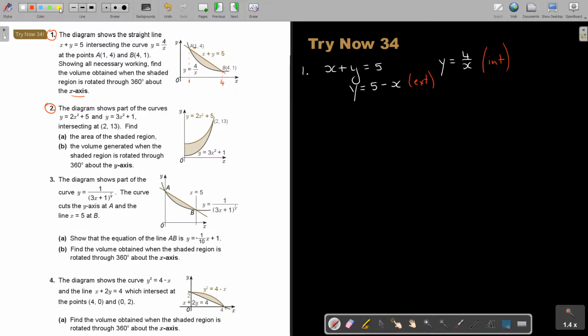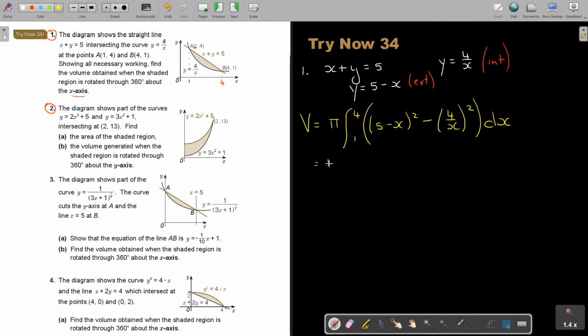So if I'm going to work it out, volume equals, don't forget your pi, between 4 and 1, take your formula, the exterior one, and don't forget to square your function. Minus the interior one, and don't forget to square the function. And that is all dx. I integrate with respect to x.